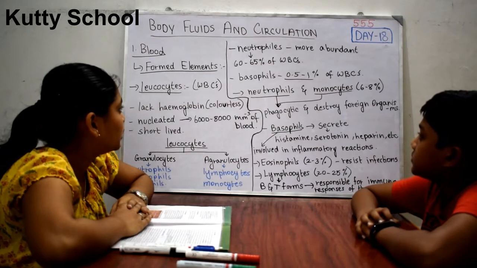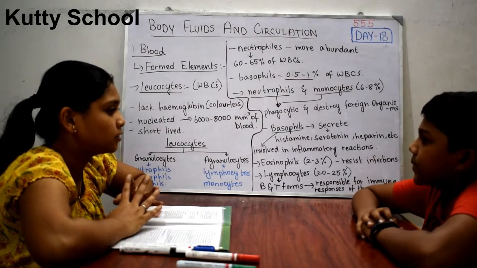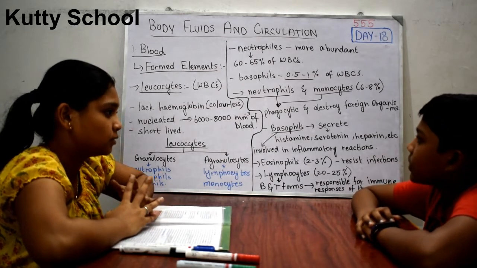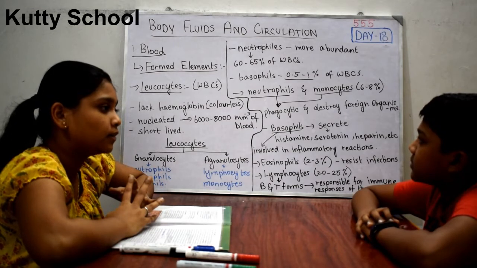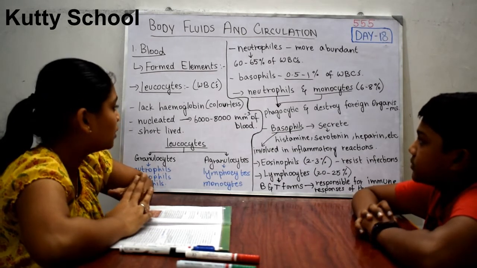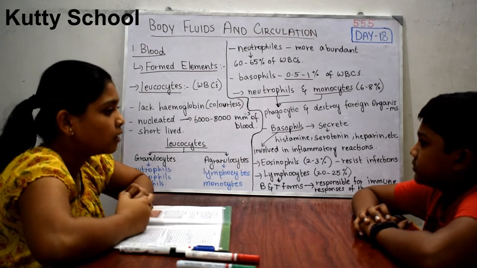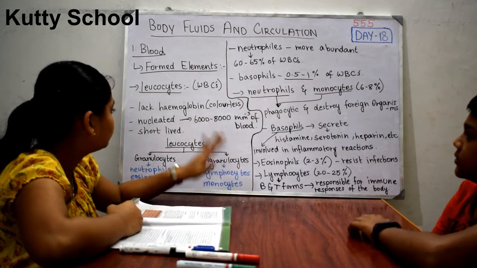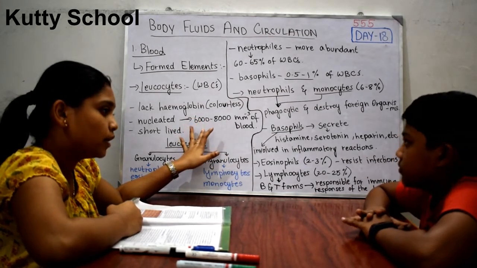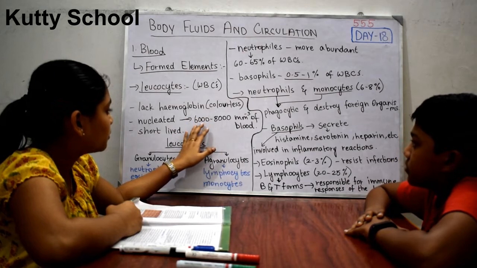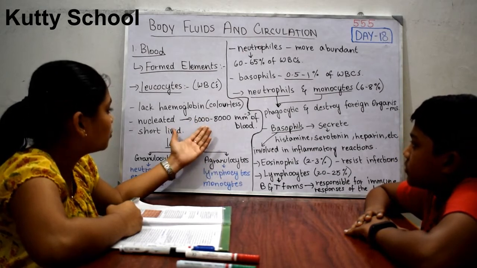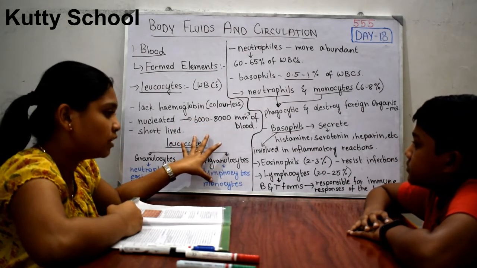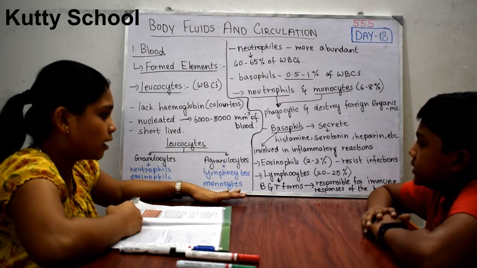Now we are going to see leukocytes in formed elements after erythrocytes. Leukocytes are nothing but WBCs, white blood cells. Why are they white in color? Because they lack hemoglobin. Hemoglobin is what gives the red color to red blood cells, but leukocytes are colorless. These leukocytes are nucleated. They have a nucleus. They are present in a small amount in blood, about 6,000 to 8,000 per volume of blood, and they are short-lived, with a shorter lifespan than RBCs.